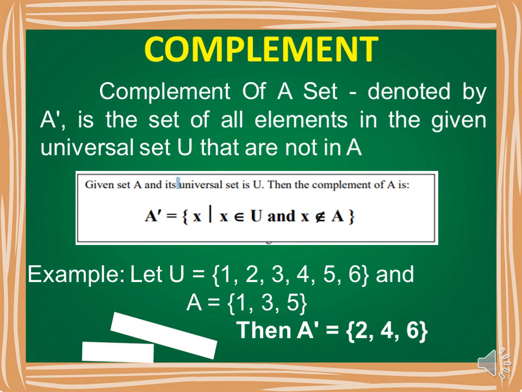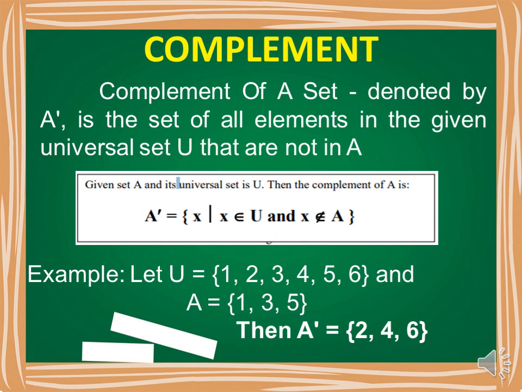This time we'll proceed to the complement of a set. The complement of a set is denoted by this symbol, which is read as A prime or not A. It is the set of all elements in the given universal set U that are not in A. So given set A and its universal set U, then the complement of A is A prime equals the elements X such that X is an element of the universal set and X is not an element of A.